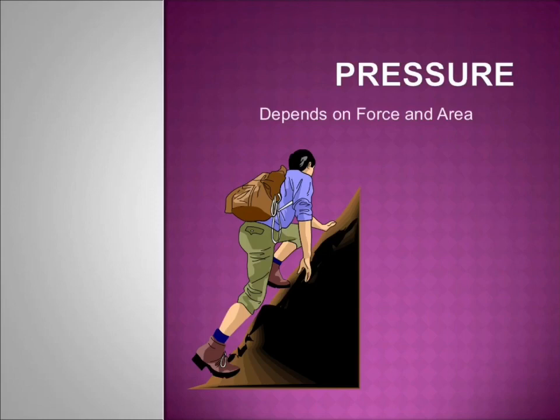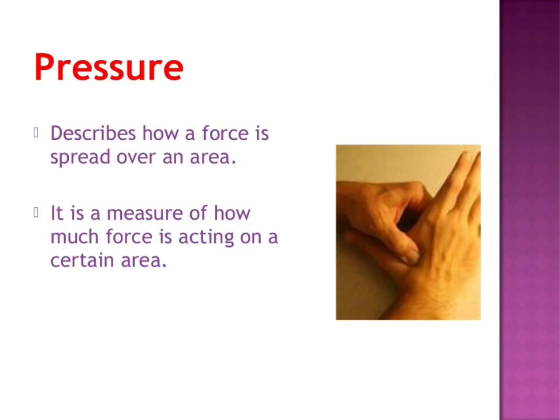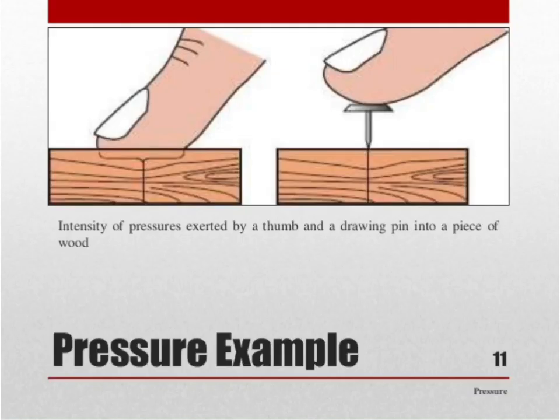In most cases, an object exerts force on another object by making contact with it or by touching it. The effect of force applied by one object on another object depends on the area of contact between the two objects. This point will become clear from this example.